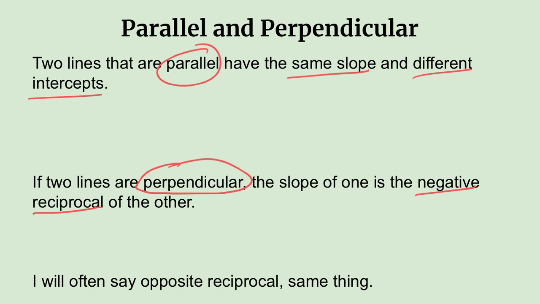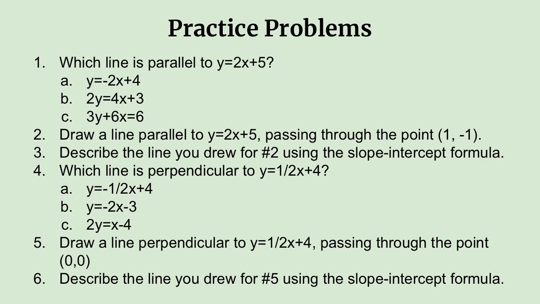On the reciprocal part, it's a fun word. If you have 4, then the opposite reciprocal would be -1/4, because 4 is the same as 4/1. So you flip it and you get -1/4. If you had a slope of -1/6, let's say, the opposite reciprocal would be +6. Okay, those ones are kind of funky, but the rest are pretty self-explanatory. So go ahead, pause the video, and do these practice problems.